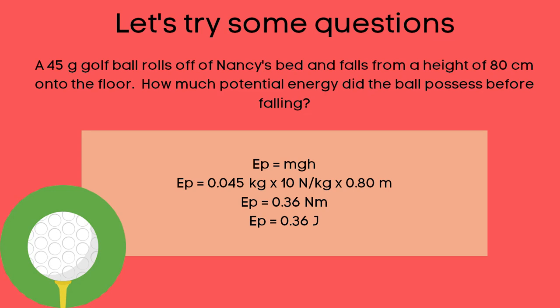Well, if EP is equal to mass times gravity times height, you simply substitute for all of those variables. Do remember, you have to compute in SI units, so you have to convert 45 grams to kilograms, and you also have to convert 80 centimeters to meters. Simply divide by 1,000 to get your kilograms, from grams to kilograms, and simply divide by 100 to go from centimeters to meters. EP, as in potential energy, would then be equal to 0.36 Newton meters. This is equivalent to 0.36 joules.